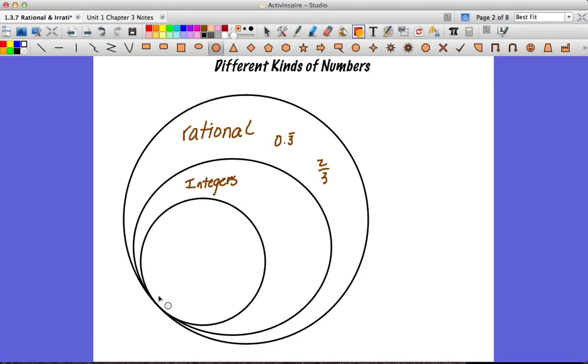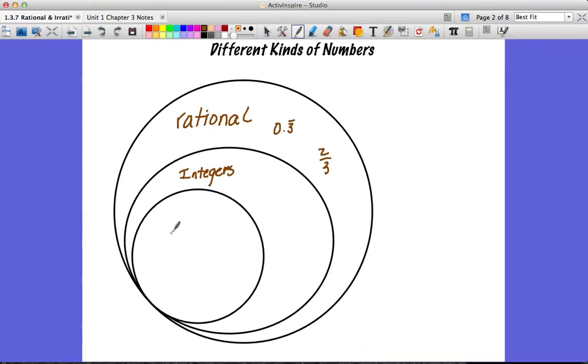Okay, and then inside of that integers category, we know that we have whole numbers. Now, whole numbers also do not have decimals or fractions, but they also can only be positive. So if we want to make a couple of notes in here, for integers we can say no decimals, no fractions, and we can say yes to positive and yes to negative.